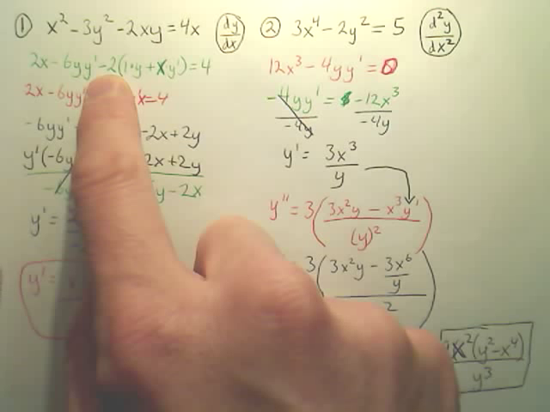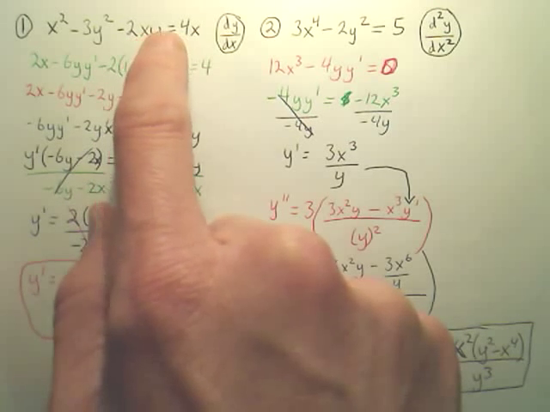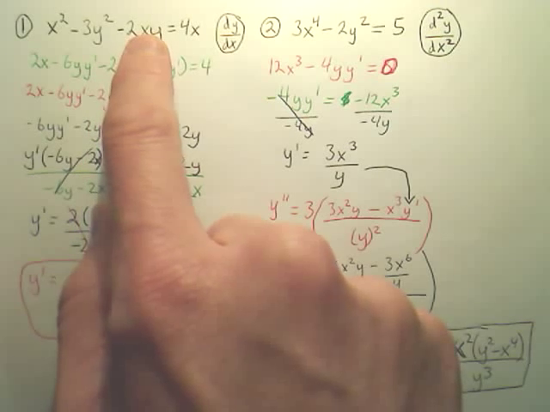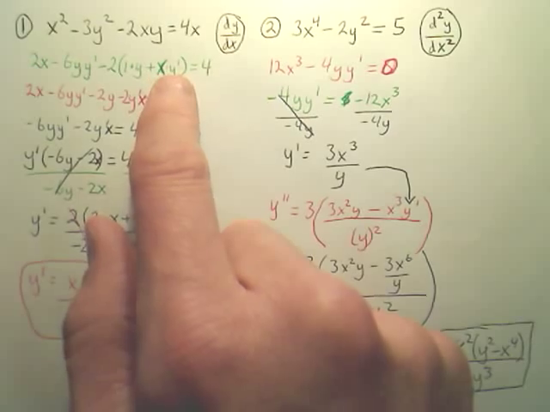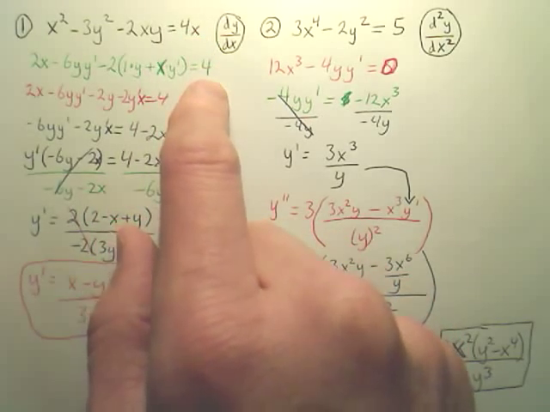You could have brought the 2 along as 2x, or you could take it out. And then you product rule this. So derive that, leave that, derive that. Don't forget y prime. This is 4.